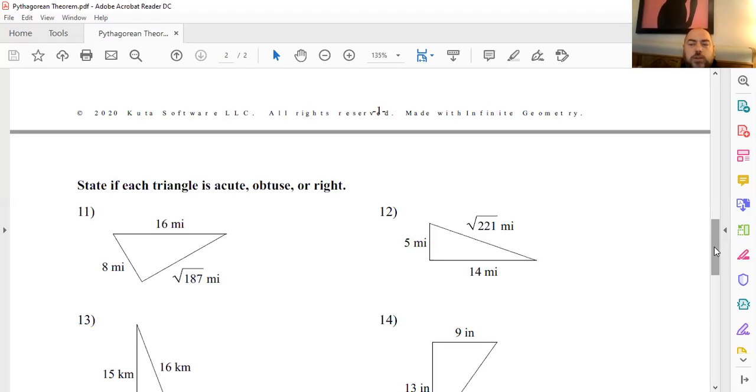So if they're equal to each other, it's a right triangle. If the square of the hypotenuse is bigger, it's obtuse. If the square of the hypotenuse is smaller than the sum of the squares of the legs, it's acute. Okay.